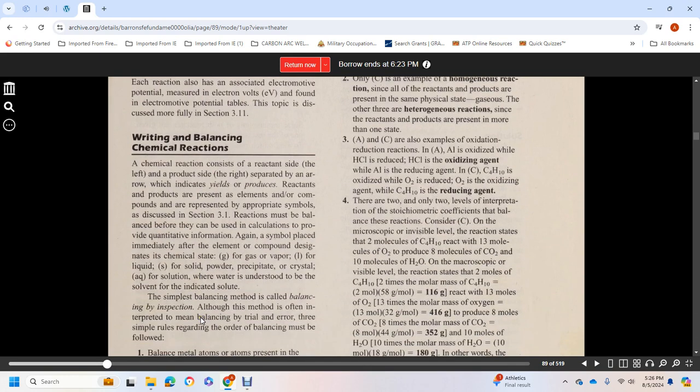Writing and balancing chemical reactions. A chemical reaction consists of the reactant side on the left and the product side on the right, separated by an arrow that indicates the yield of the products. Reactants and products are represented by the appropriate symbols of the elements or compounds, as discussed in section 3.1. Reactions must be balanced before they can be used for calculations providing quantitative information. Again, the state symbol is placed immediately after the element or compound designation.